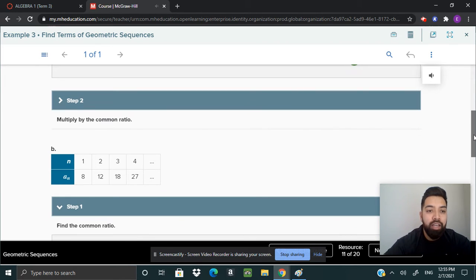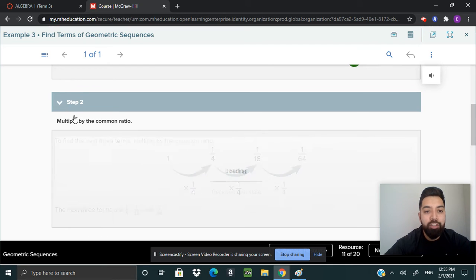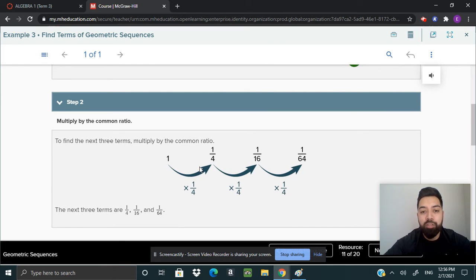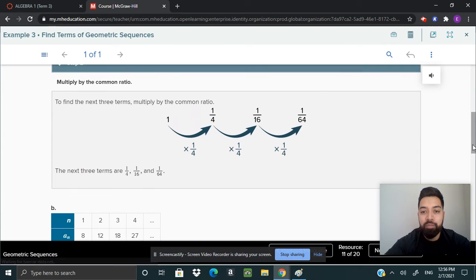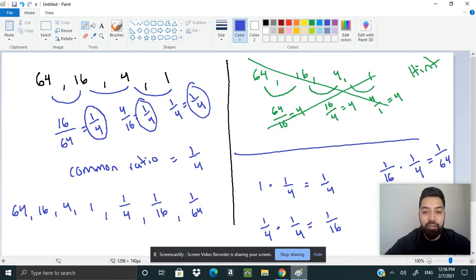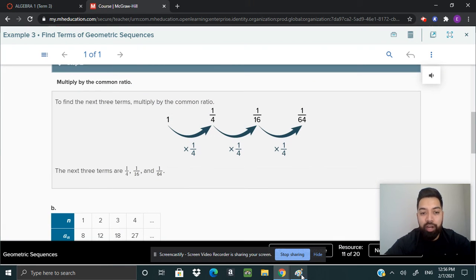It's a fraction, and now it says multiply by the common ratio. So you would keep multiplying by 1/4, 1/4, 1/4, and those are the numbers that we come up with. So it starts with 1 because 1 is the last number in the sequence right here, and we want to know what's after that. So we keep multiplying by the common ratio, and you see that it's 1 over 4, 1 over 16, and 1 over 64. Those are the same numbers that we got earlier over here. Okay, and so you can confirm that we did the work correctly.